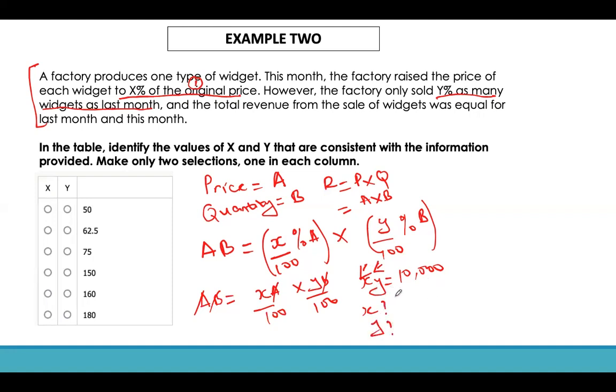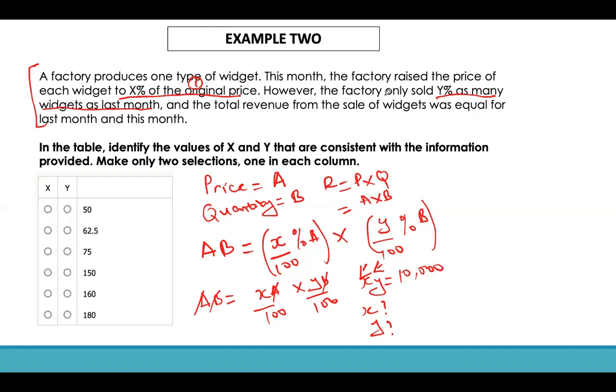So the only way to do that, given that we are not given further information in that regard, is to use the data points given here. So remember, for X, we're being told that this month the factory raised the price of each widget to X% of the original price. All right, meaning X has to be a number greater than 100. Remember, for percentages, anything more than 100 usually indicates an increment.